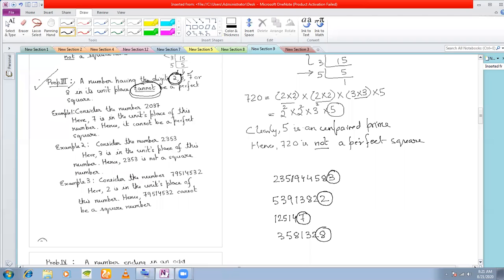Okay, so this is an important property and a very interesting property also, that any number having these digits 2, 3, 7 or 8 in the units place cannot be a perfect square. Howsoever big the number is, even if you have a 100-digit number, if you see a 3 in the last digit, it cannot be a perfect square.